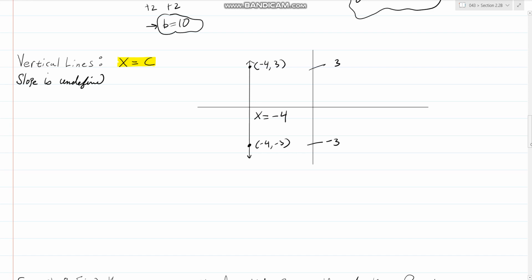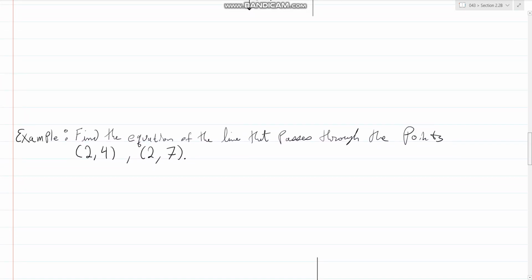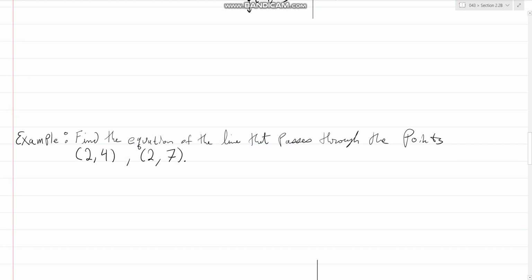Let's look at an example and see how this might work as a question. Find the equation of the line that passes through the points (2, 4) and (2, 7). If you didn't just notice that the x's are the same, then the first step you would do is find the slope. You'd have 7 minus 4 over 2 minus 2, and right there you see that that's going to equal undefined. And so if it's undefined, then it must be x equals some constant.